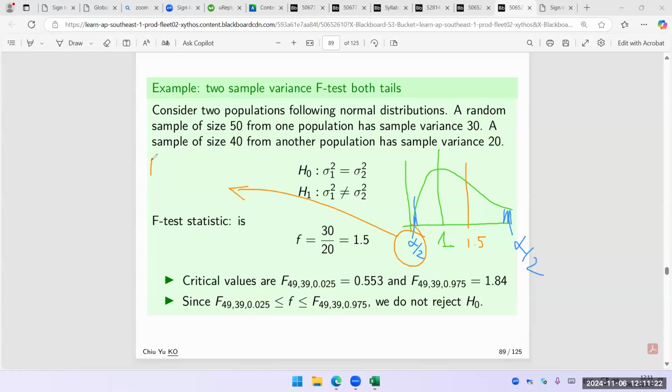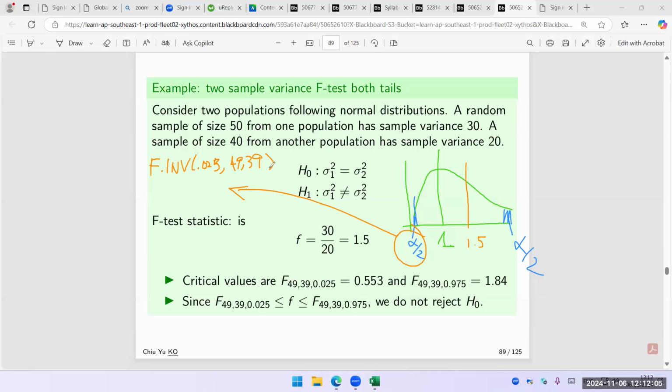What is this number here? This will be just F.INV on 0.025, because suppose alpha is 5%. And you just put 49, 39, and then we're done. Why 49, 39? Because you use 30 over 20. The 30 comes from the sample of 50, minus 1, 49. The denominator is 20, which comes from the sample size of 40, minus 1. So you check the 49, 39 table of the F table, and that's it.